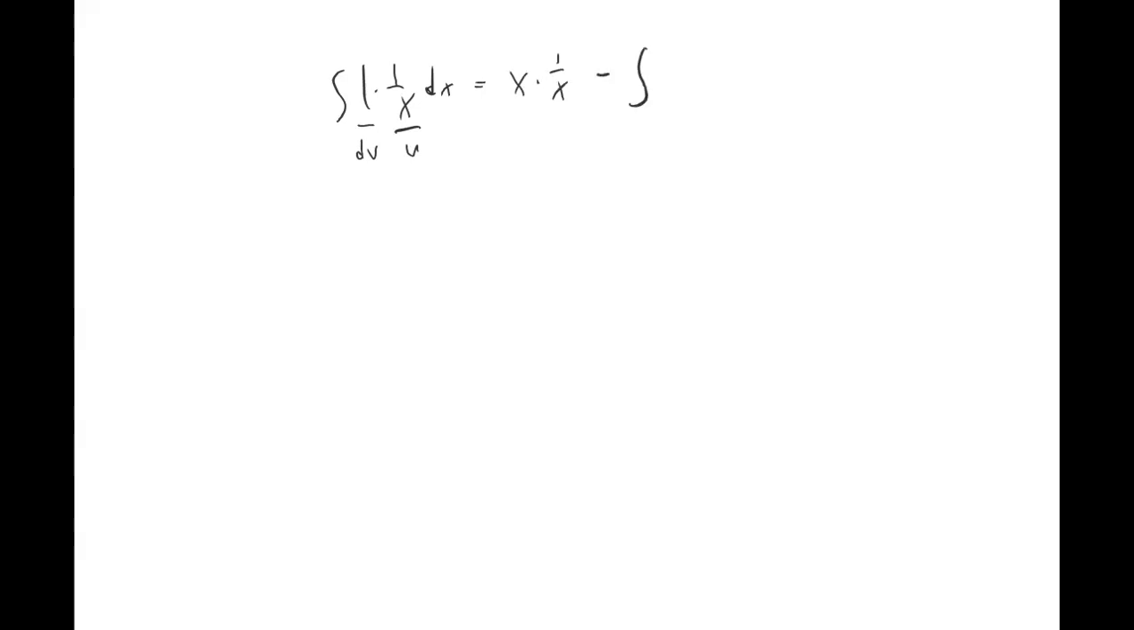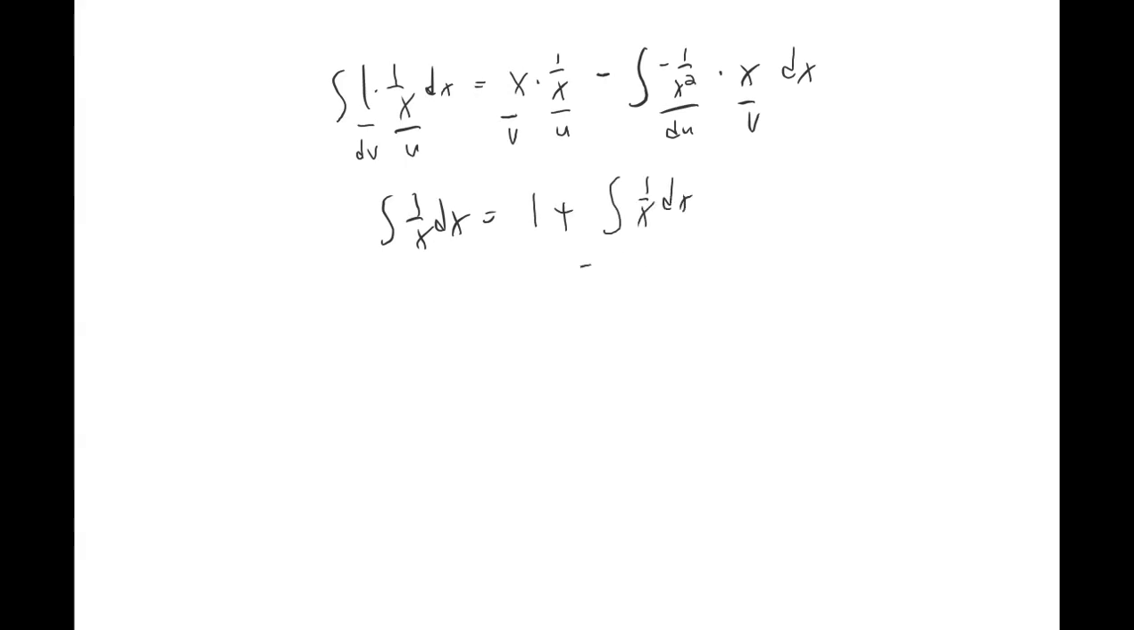minus integral, right? So this is my v, this is u, and the derivative of 1 over x is negative 1 over x squared. This is du times v. So I get the integral of 1 over x dx is x times 1 over x, which is 1. Minus becomes plus, and then 1 over x squared times x is 1 over x. And then I do this. Zero equals 1. So my question is, what is wrong?